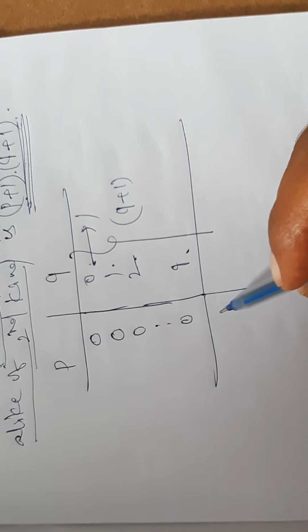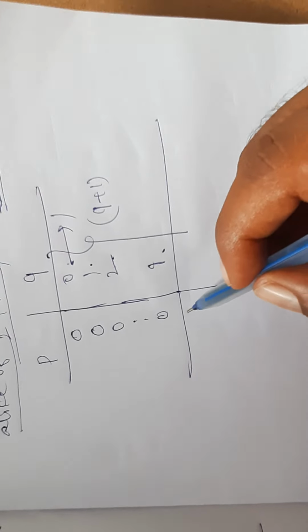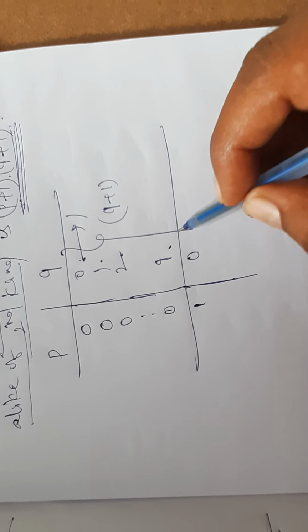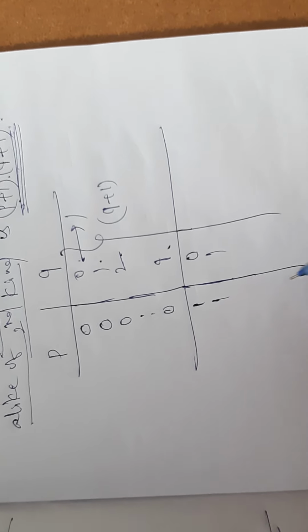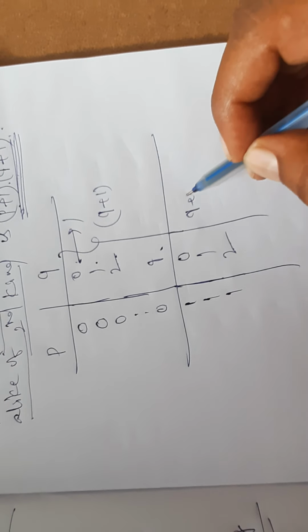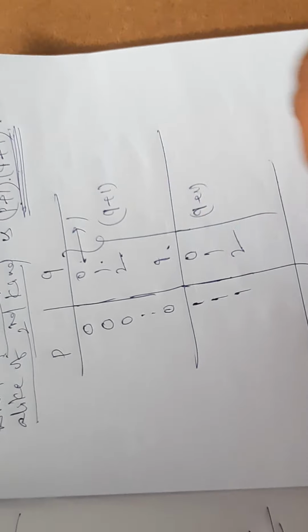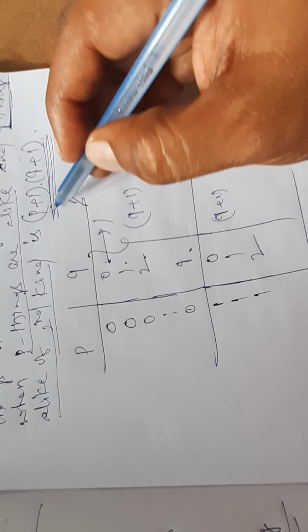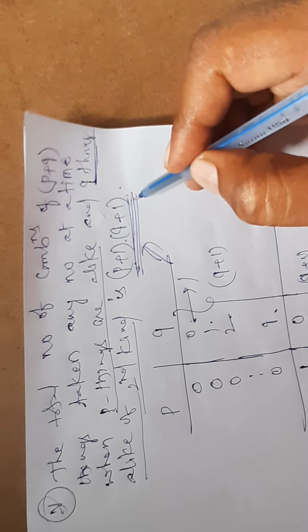Next, again here, combination. Out of p, maybe I select 1. With this combination, 0 I can select, 1 I can select, 2 I can select. Here how many will you get like this also again? q plus 1. Like that if you proceed, how many ways will you get? Like this, p plus 1 into q plus 1.